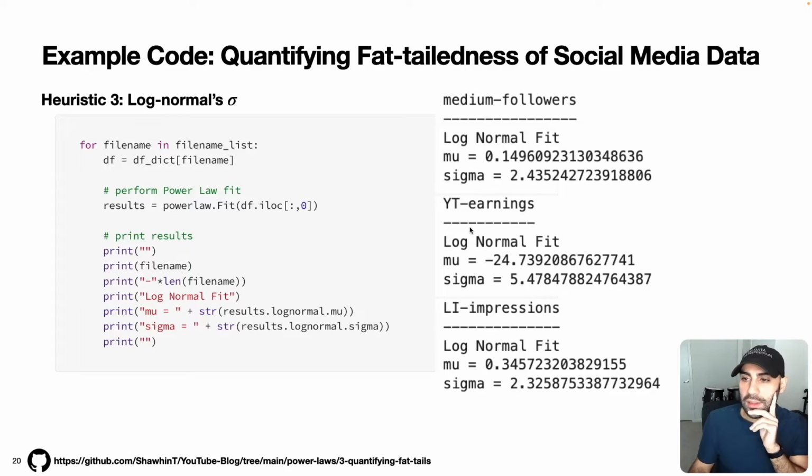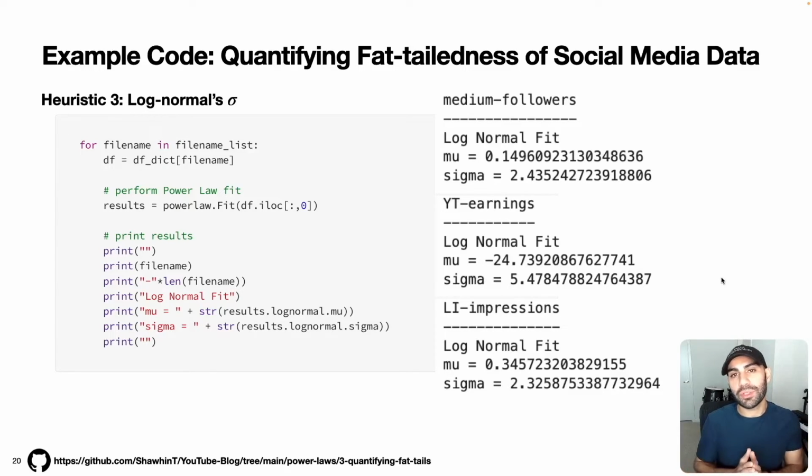The results look like this, where medium followers has a sigma of 2.4, YouTube earnings 5.4, and then LinkedIn impressions 2.3. And so we're again seeing another story here where, since the larger the sigma, the fatter the tail, here YouTube earnings is the most fat-tailed, followed by medium followers and then LinkedIn impressions. However, something that stands out to me is that the mu value here is negative, which might tell me that this log normal fit may not do a good job at explaining the data.